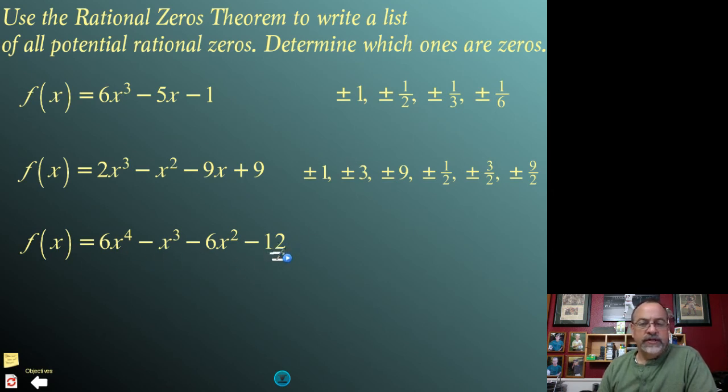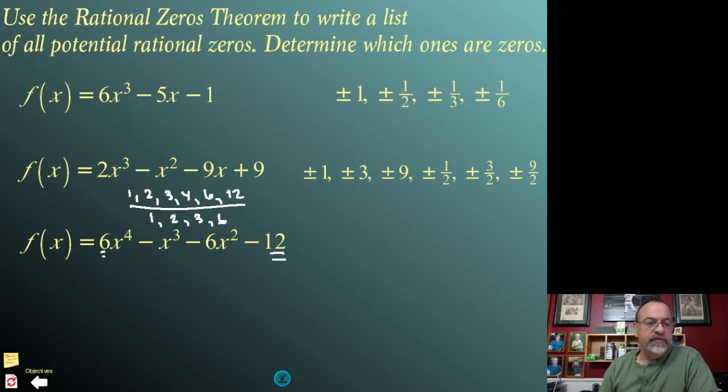So here it's in standard form. My constant is 12, so my factors of 12 are 1, 2, 3, 4, 6, and 12. All of those numbers divide evenly into 12. The factors of my leading constant or leading coefficient are 1, 2, 3, and 6.